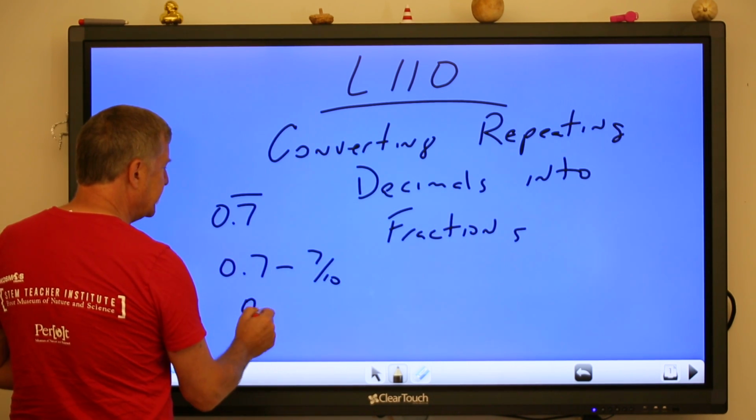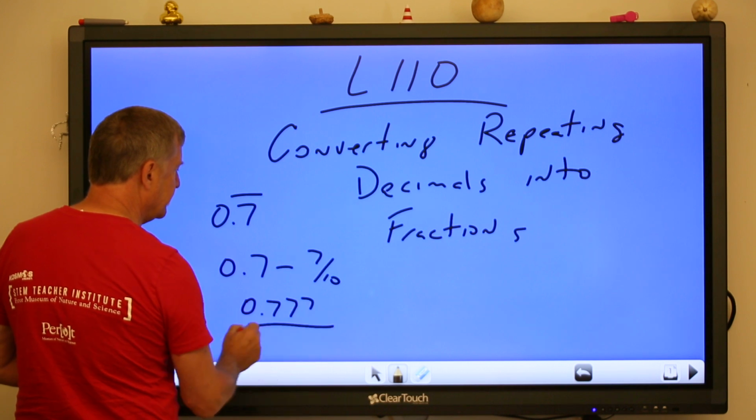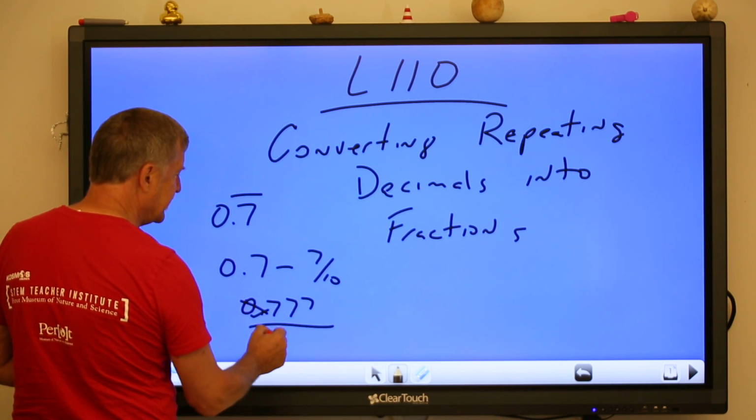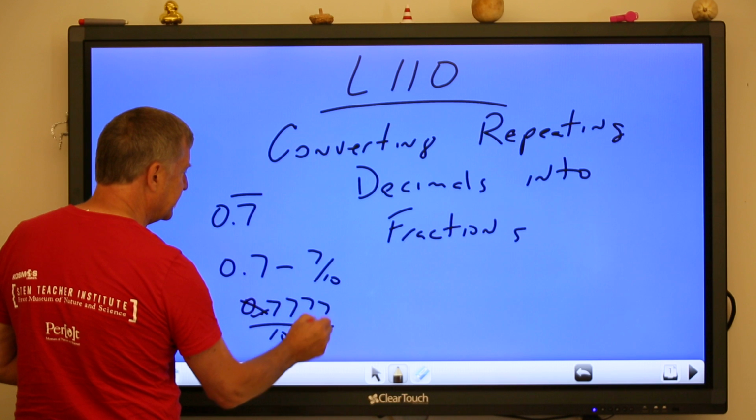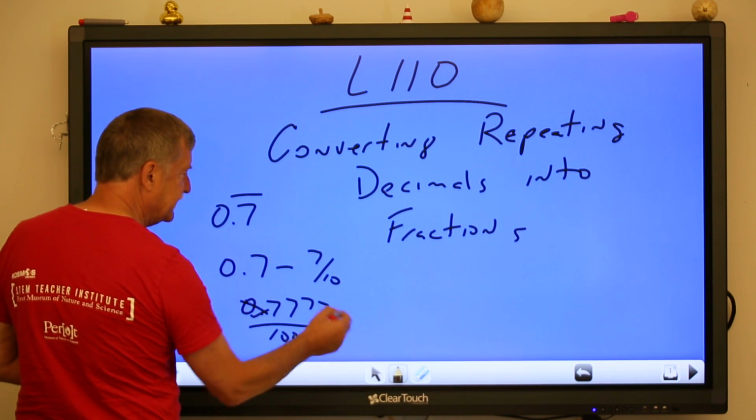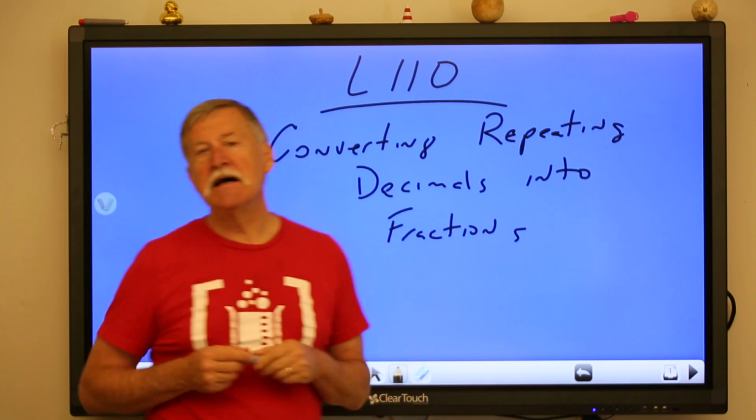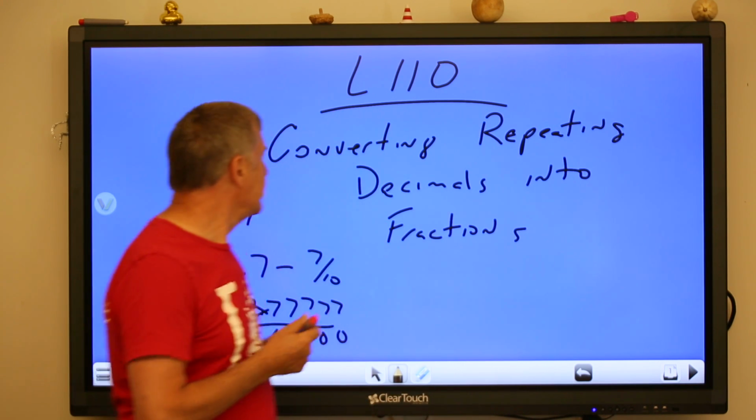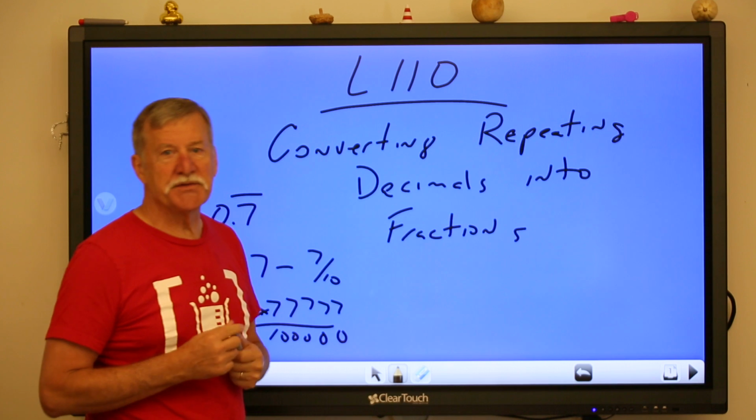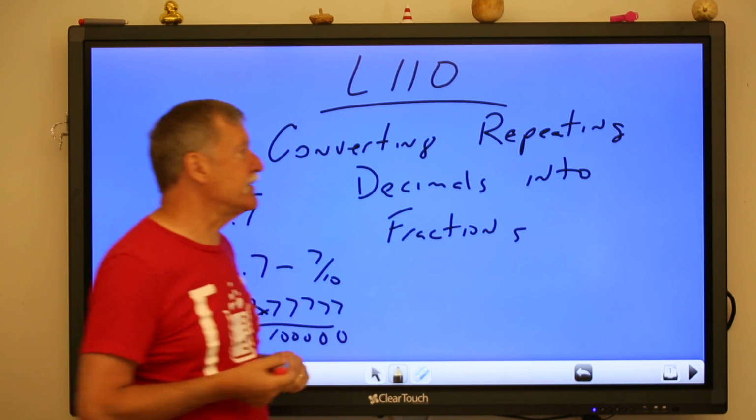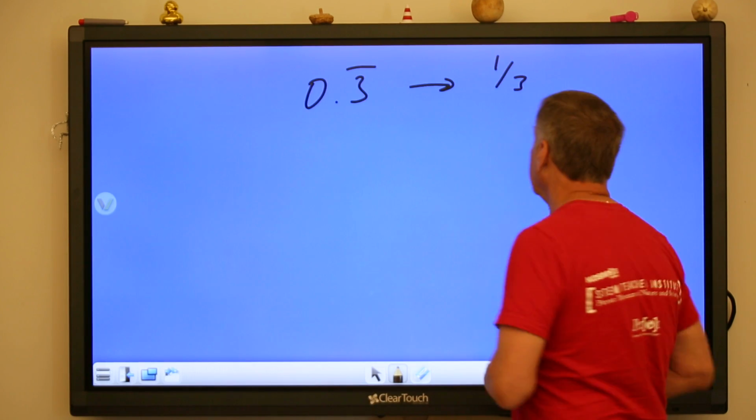But to say 0.777, well now we can say that's over 1,000, but then another 7 puts it over 10,000, and another 7 over 100,000, and it just keeps going on and on. So you've got to be a little more clever when you're converting repeating decimals into fractions, and there's a very simple pattern that allows us to do that, all right?